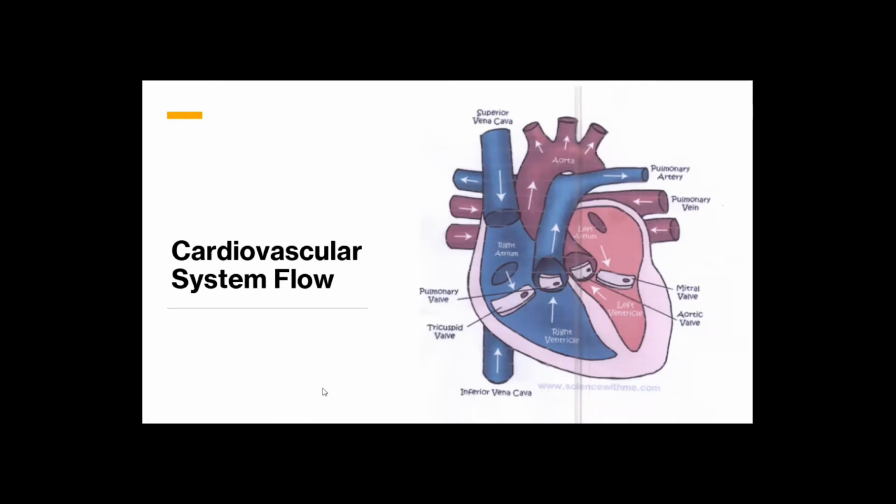So again, the way that it flows is it's going to come in the superior vena cava, through the right atrium, into the right ventricle. The blue is deoxygenated blood, out the pulmonary artery. It's going to go into the lungs, get oxygenated, come in through the pulmonary vein, through the left atrium, and then it's going to hop through the left ventricle and go out the aorta. All right.